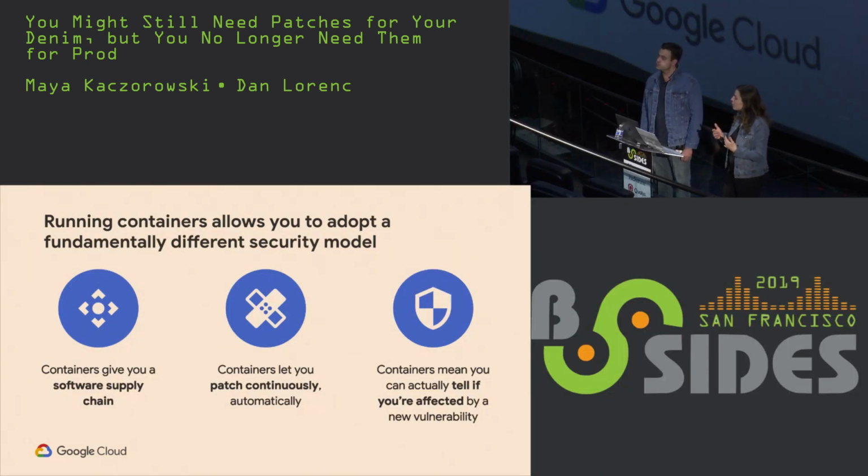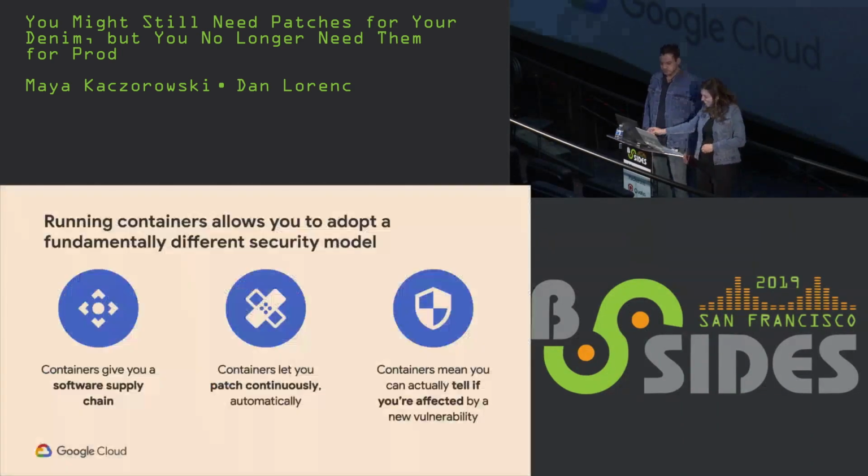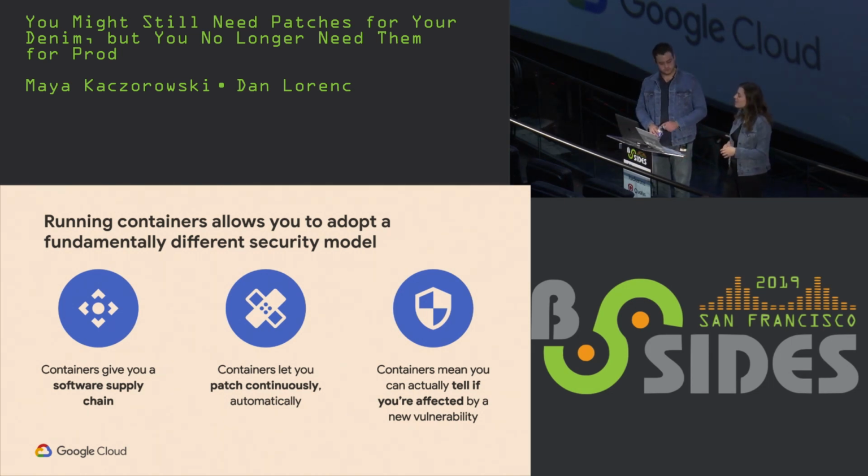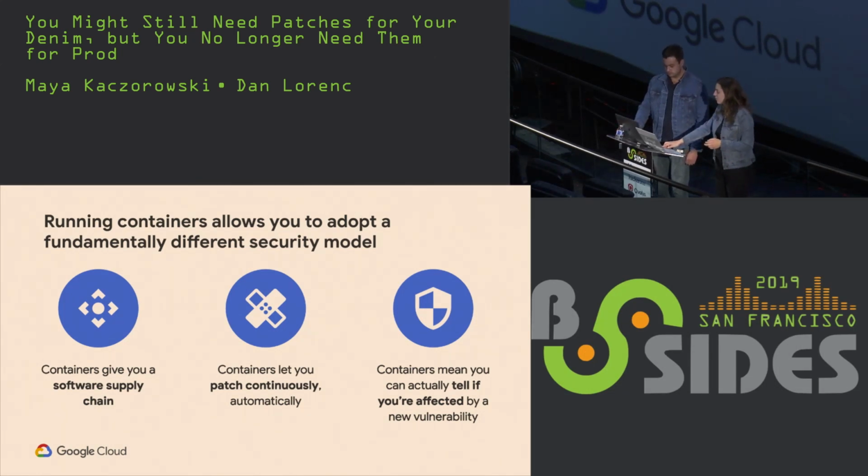Lastly, containers mean you can actually tell if you're affected by a new vulnerability. Since containers are immutable, you're not changing single lines of code, you're changing whole containers. You can look at what you deployed and see if the vuln is there. It also means that if something does change in production when you didn't expect it to, that's a built-in alarm that something went wrong. So let's dig a bit more into each of these one by one.